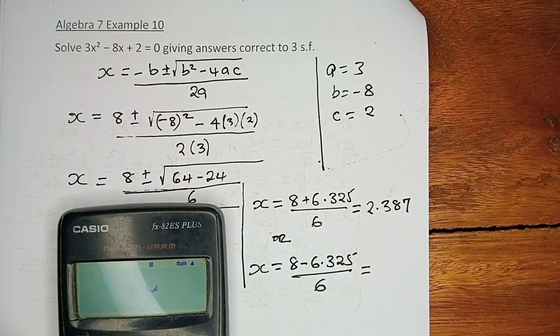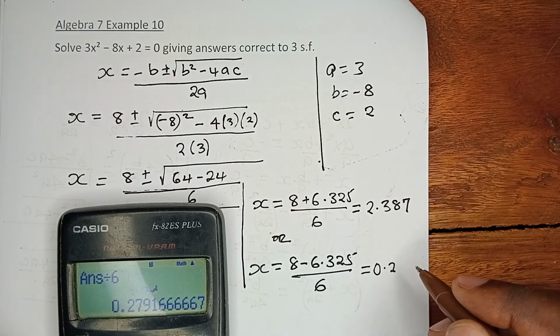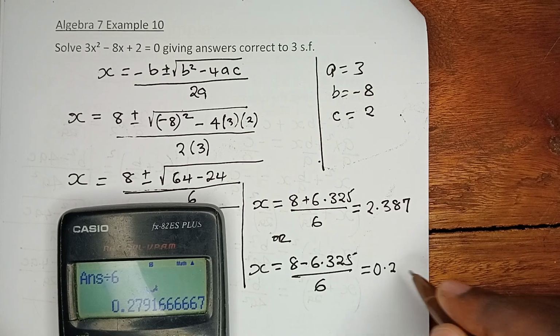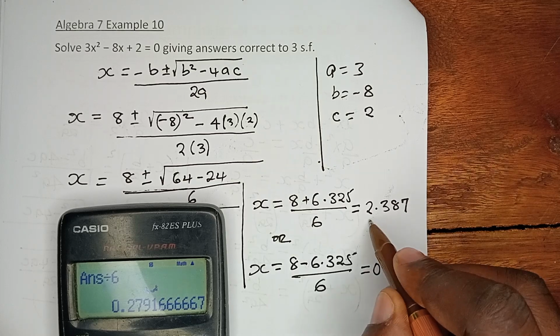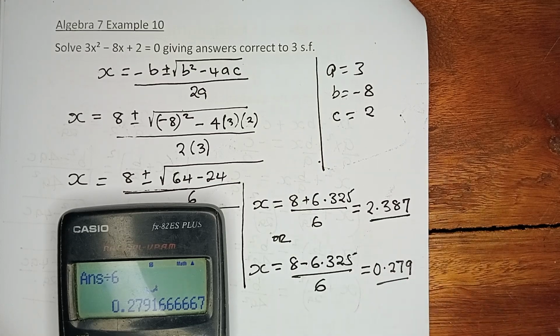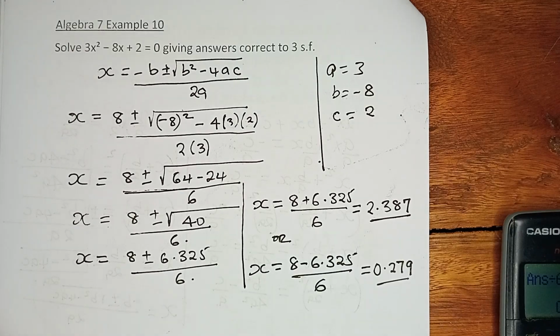What about the other one? 8 minus 6.325, and you divide this by 6, in decimal form, is 0.279. That is what we have. So we have two possible values of x, and there they are. As simple as that, and they are to 3 decimal places.